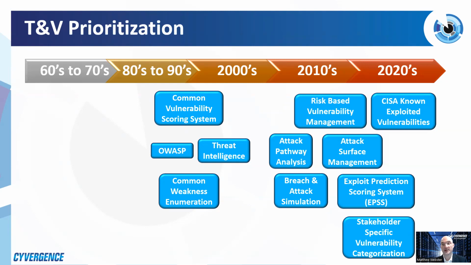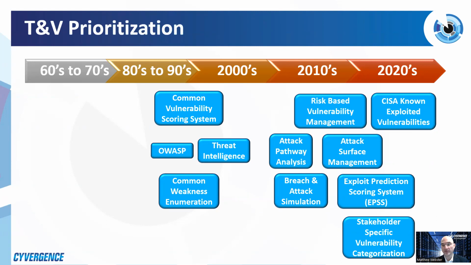Exploit Prediction Scoring System is becoming a de facto standard. And what it does, it tells you within a 30-day period of time, here are the most likely vulnerabilities to be exploited by a threat actor. So that's huge because it really helps you to prioritize a lot of your efforts.